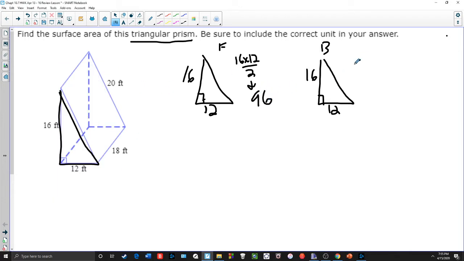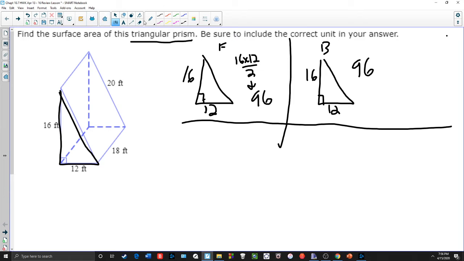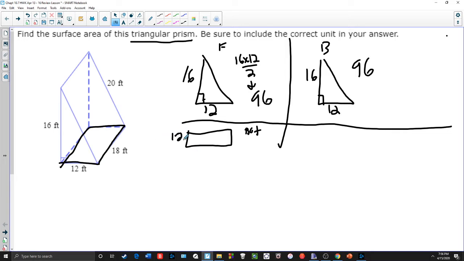And then that would also be the area over here, right? Because again, it's the same exact triangle. So front and back are taken care of. Now let's go ahead and see if we can work out the bottom. So the bottom rectangle is 12 by 18. So draw that here. I'll put BOT for bottom. We'll do 12 by 18. Obviously it's not drawn to scale, but that's fine.